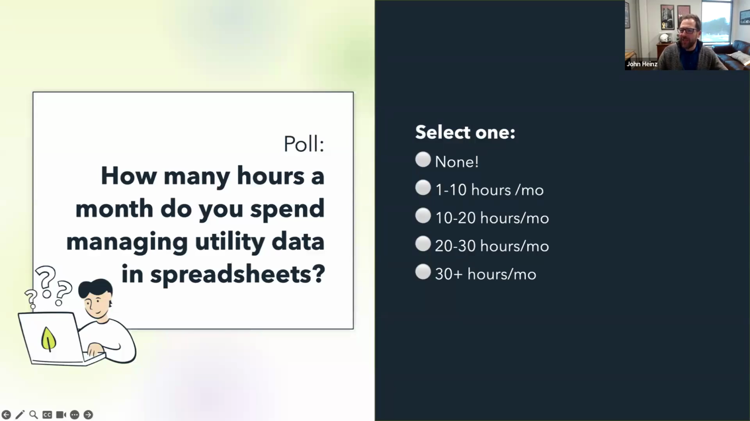Seems like right now we have a number that are in the 1 to 10 hours time frame. And a handful of 30+ hours. Definitely a handful of 30. No one in the 20 to 30 hours. Either we're really accurate with our timing, or that's just the window that none of you are experiencing time commitments on spreadsheets in. Awesome. Well, it looks like the majority of folks are in that 1 to 10 hours a month. So that's super helpful for us.